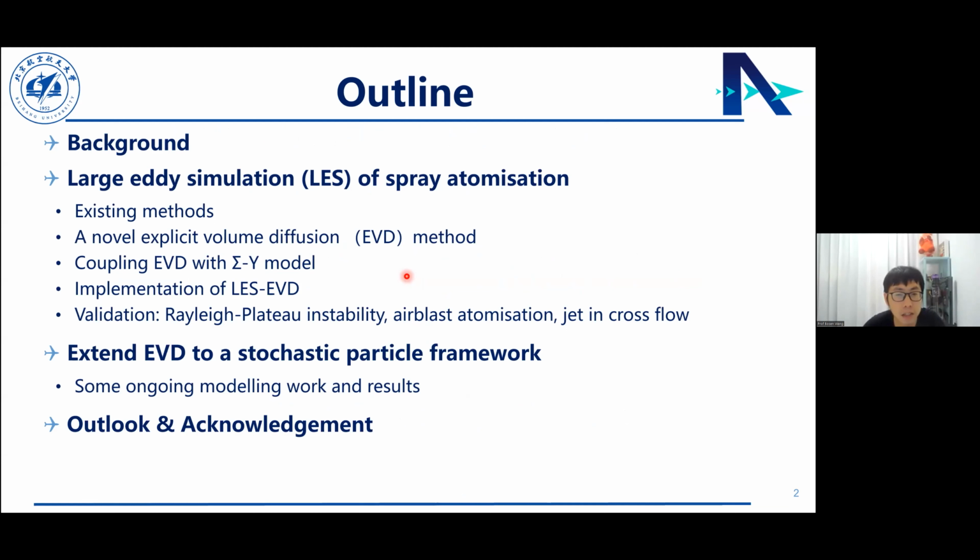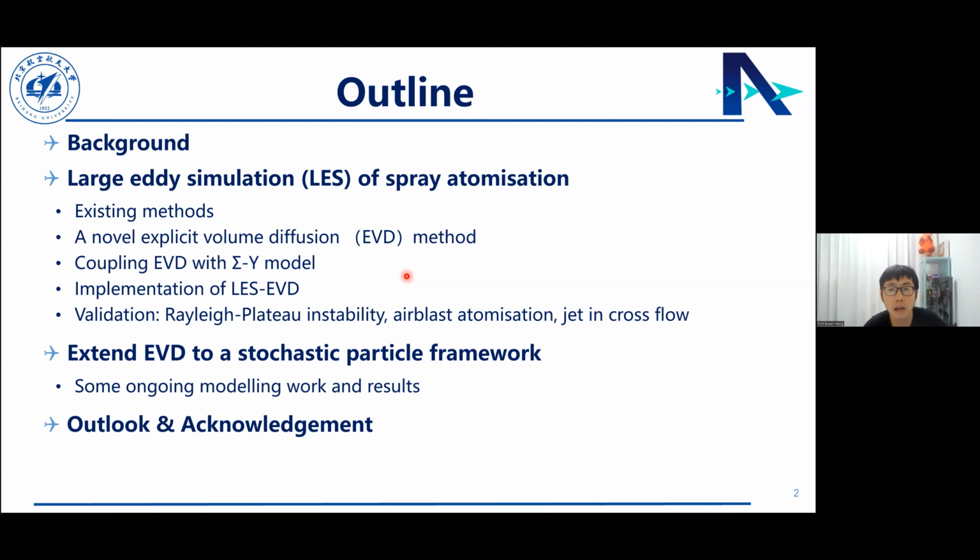The validation cases include different cases at different Reynolds numbers, from the low Weber number Rayleigh-Plateau instability, to the medium air-blast atomization and high Weber number jet in cross flow. And in the next section, I will talk about some ongoing modeling work and results, only some simple work and some simple graphics. And at last, I will talk about the outlook and acknowledgement.